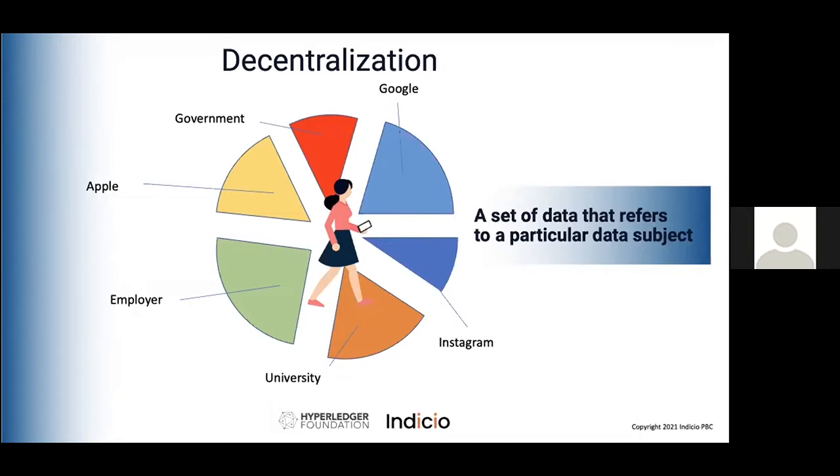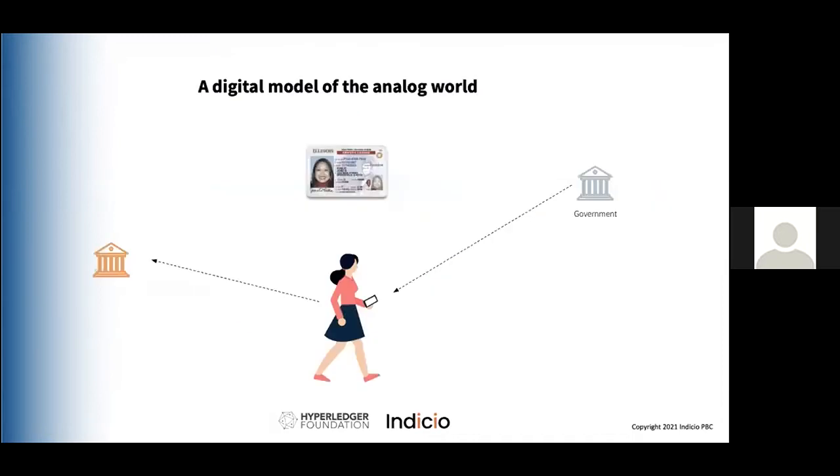But this picture here with the pie pieces broken apart is really just a digital model of the analog world, where an entity may give you some piece of your identity, whether it's a government or a workplace. Imagine logging into your employer's website and your HR portal and downloading a tax record or a pay stub from your employer. That pay stub constitutes part of your identity that was given to you by your employer. And if you go to apply for a mortgage, you would download that and you would send it out to the mortgage company.